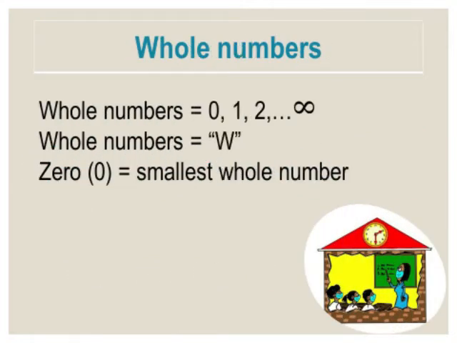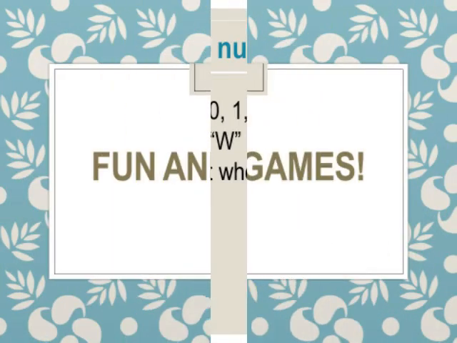In mathematics, whole numbers are the basic counting numbers from 0 to infinity. We use the letter W to represent whole numbers. Negative numbers are not considered to be whole numbers. 0 is the smallest whole number.